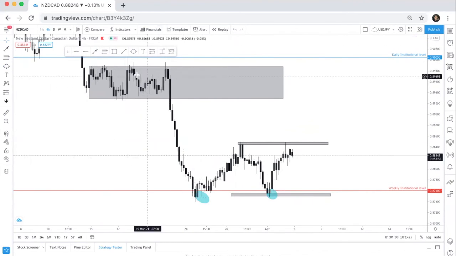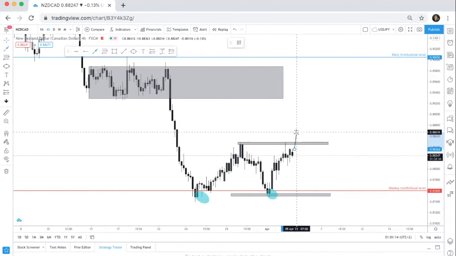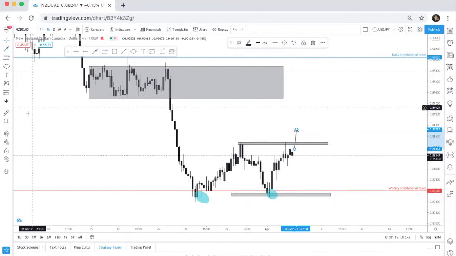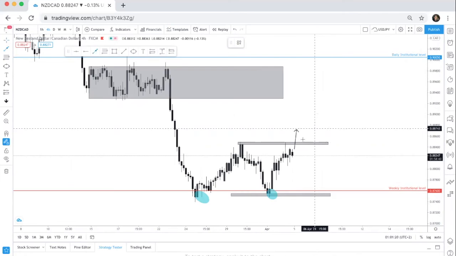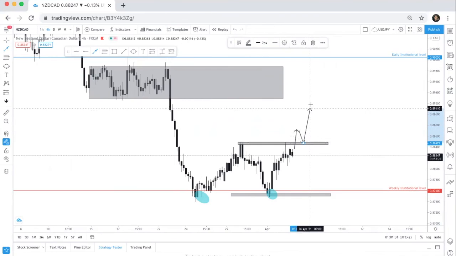So just looking at it like this, I would expect market to either break to the upside, retest right over here, and a continuation up back to this level and even better to the daily level. Or what we could expect is right now where market is approaching this level over here to bounce and come back to our weekly level and see what happens.